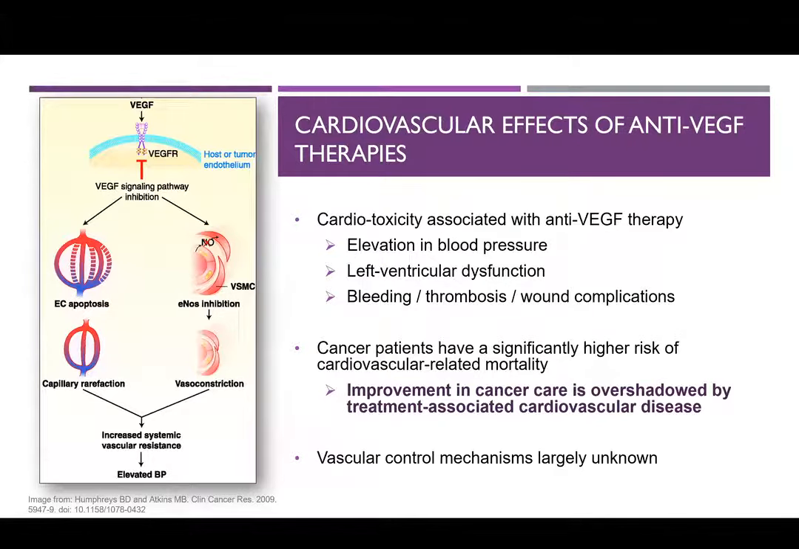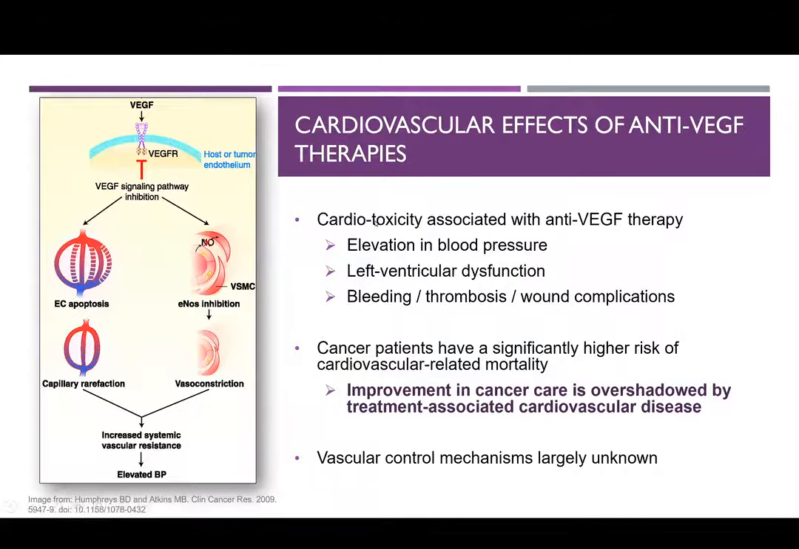And this is really just a summary slide here showing that when we inhibit VEGF signaling via receptor 2, there are a number of consequences to that. There's an increased likelihood of capillary rarefaction. We start to inhibit some of those nitric oxide stimulating pathways, leading to vasoconstriction. And overall, certainly clinically, we end up seeing patients with an increased systemic vascular resistance and overall elevated mean arterial pressure, systolic pressures, and diastolic pressures.